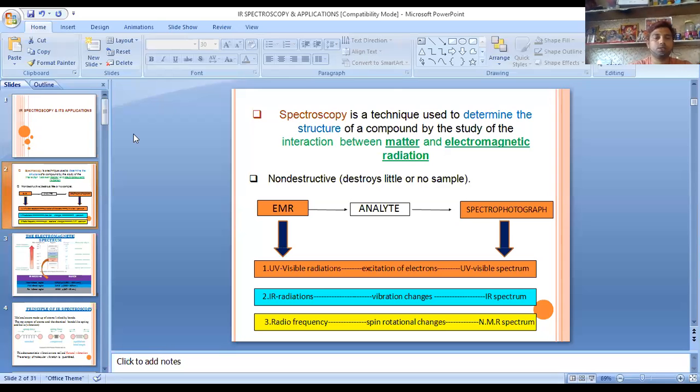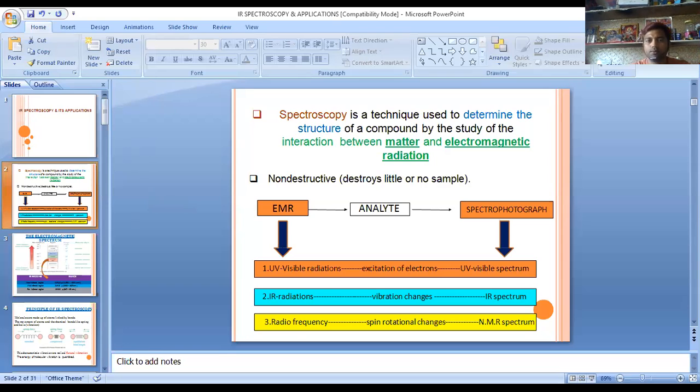Okay, my dear students, we are going to revise this fifth unit topic, IR spectroscopy and its applications. We have already finished this class, so we are going to revise this. We already know a few terms.